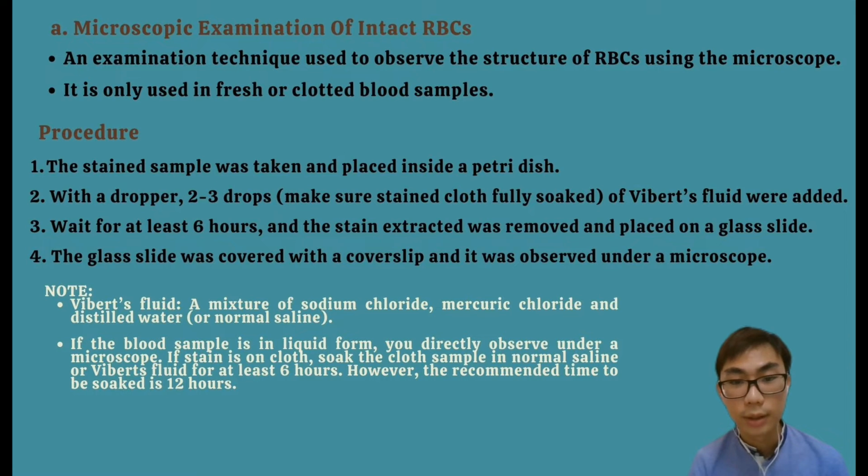So here's a note. White blood fluid is a mixture of sodium chloride, mercury chloride, and distilled water, or we can use normal saline. If the blood sample is in liquid form, you can directly observe under the microscope. But if the stain is clotted, soak the clotted sample in normal saline or white blood fluid for at least 6 hours. However, the recommended time to be soaked is 12 hours.